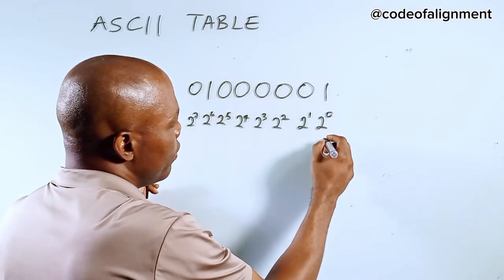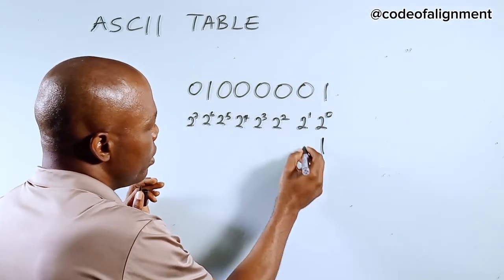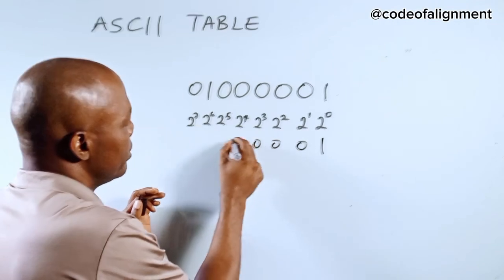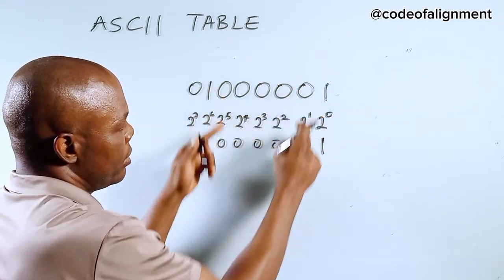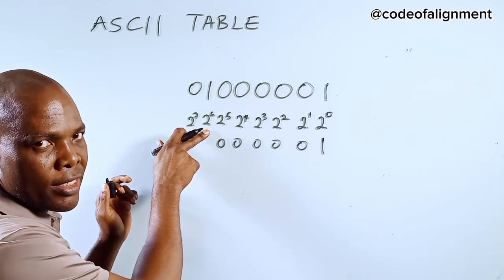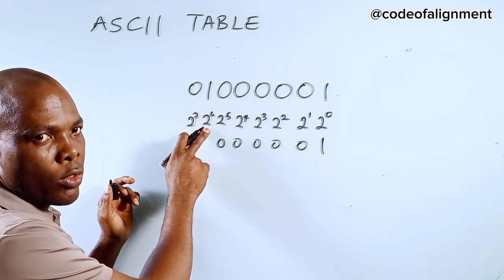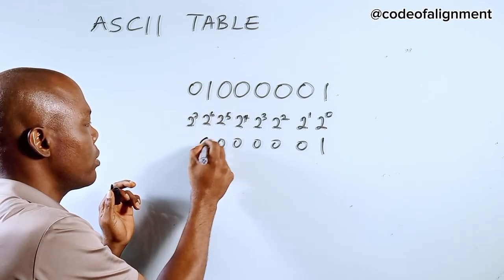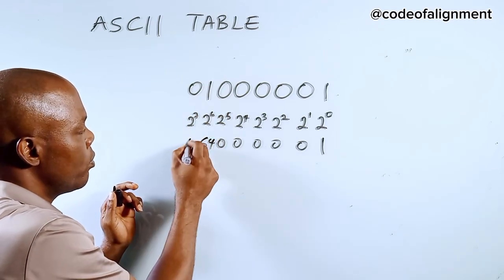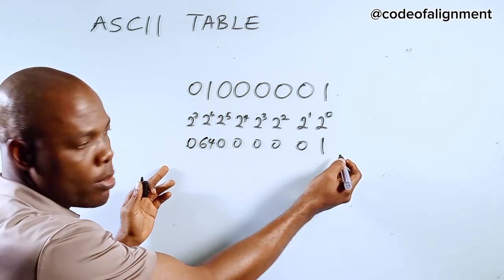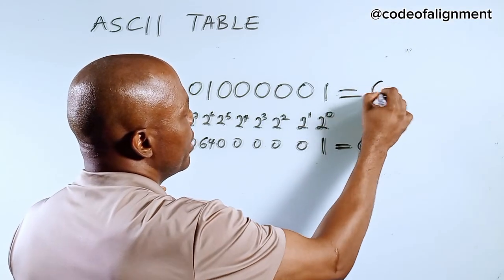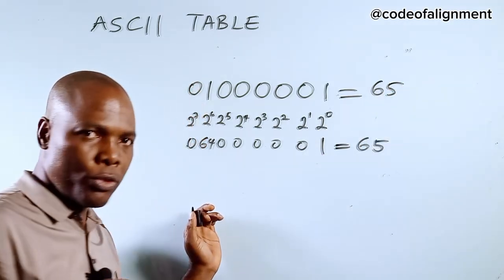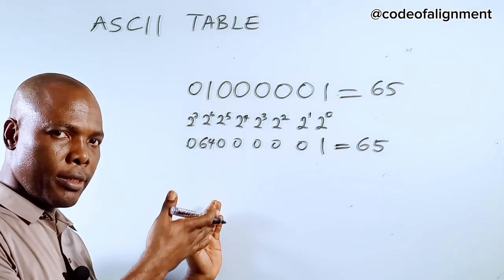Doing that, this will give us 1. All this will be what? 0, 0, 0, 0, 0. Because you're multiplying whatever you get here with this. So that will give you 0. This is 2 raised to the power 6. So 2 raised to the power 6 is equal to what? 64. Multiplied by 1 will give you what? 64. Right? This is what? 0. So we are adding them up. So this will give us 65. So that is how this became what? 65. Using the positional number system, we got this.